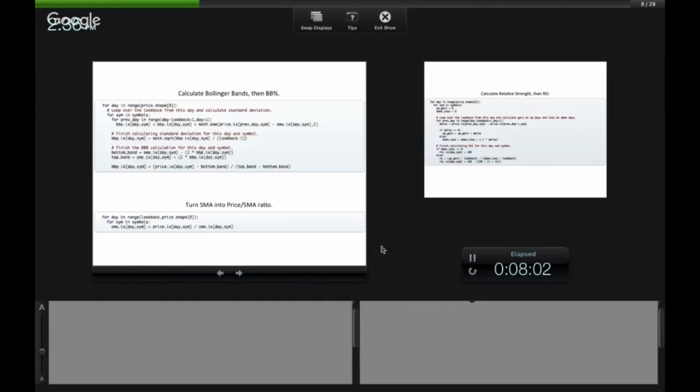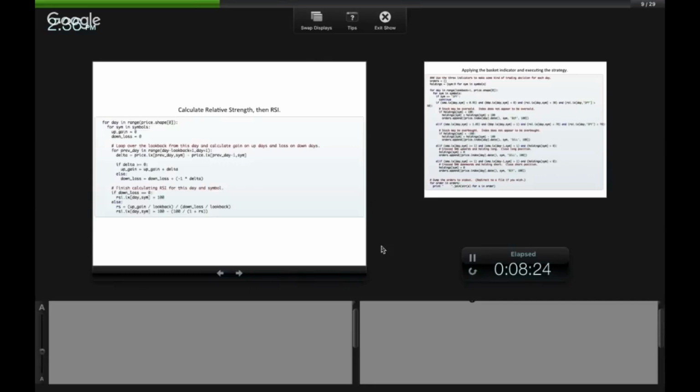After I do the Bollinger Bands, I don't need that raw SMA anymore. Now what I need is my SMA price ratio that I wanted. So I can simply run through and for every day, replace the SMA with the price for that day, divided by the SMA for that day. And now my SMA array is the price to SMA ratio indicator that I want.